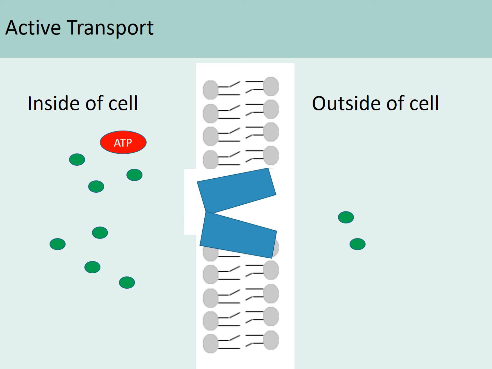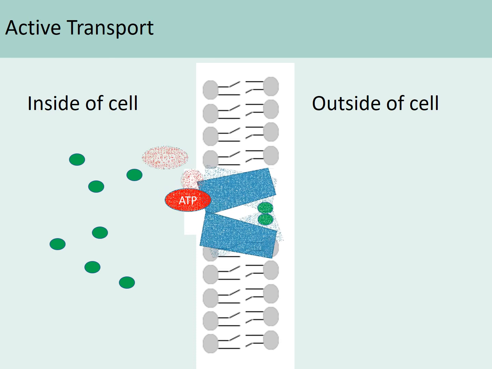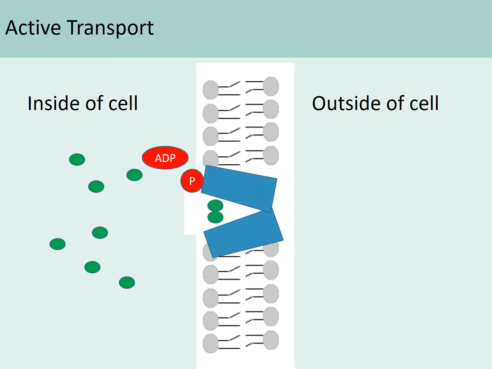And in the middle, we've got something that's actually going to be doing the moving, because we want those green particles. So we need to move them from the outside to the inside. But that's not just going to happen passively, because it's going from low to high. So those particles that are on the outside will connect up with this special blue image in the middle, which is actually a carrier protein.